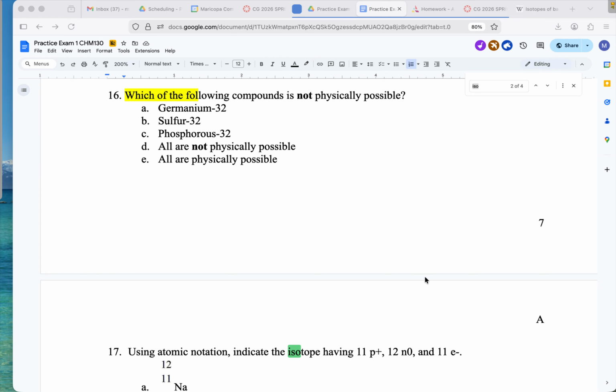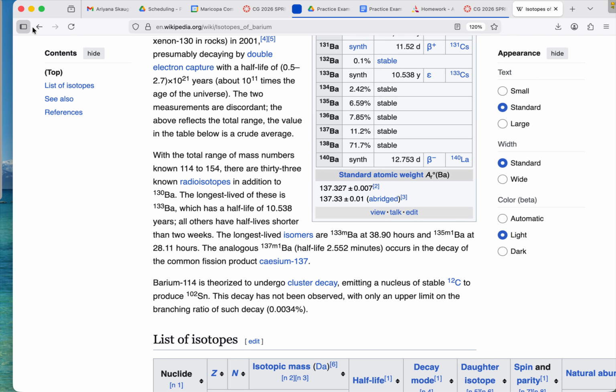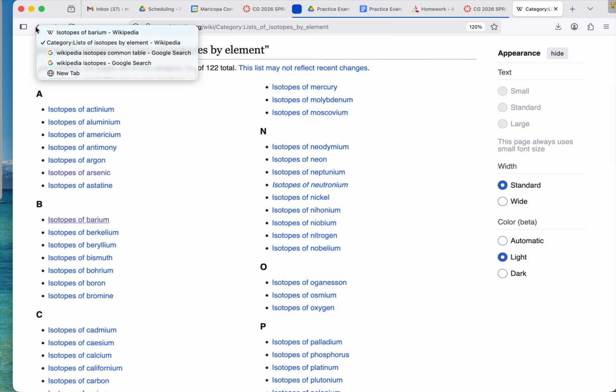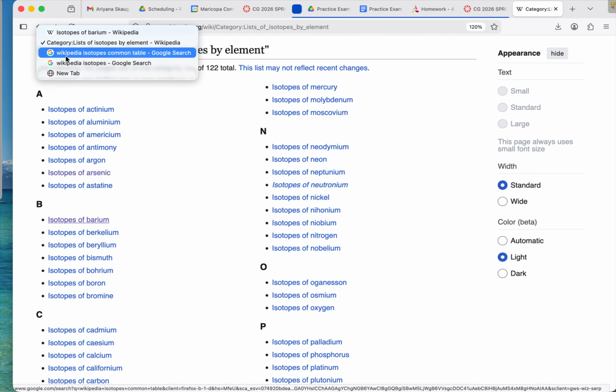I closed the Wikipedia thing. No, I didn't. Falls in what's known as a belt of stability. Come on, jerk. Just do what I ask.